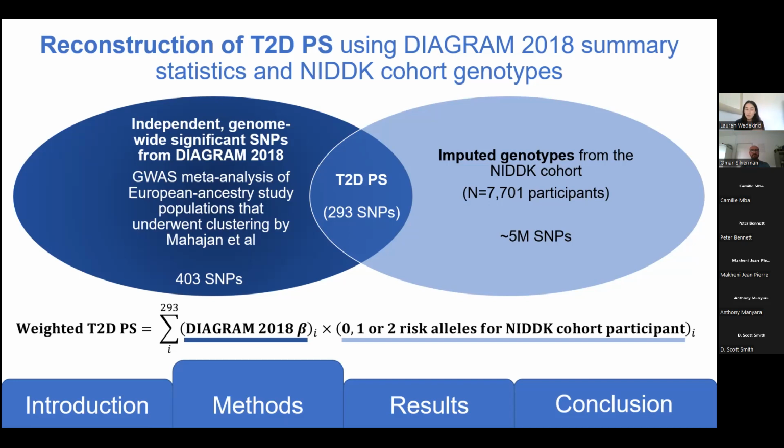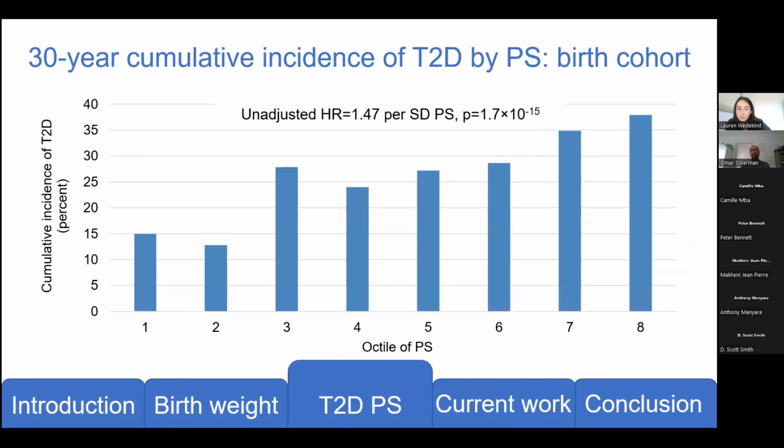And so across those 293 variants in that overlap between that previously existing study and the genotypes that were available in this cohort, this product between that beta coefficient and the number of risk alleles for a given individual was summed up. And then for a given individual, they have that sum of the products, which is a polygenic score. So that's how that's calculated.